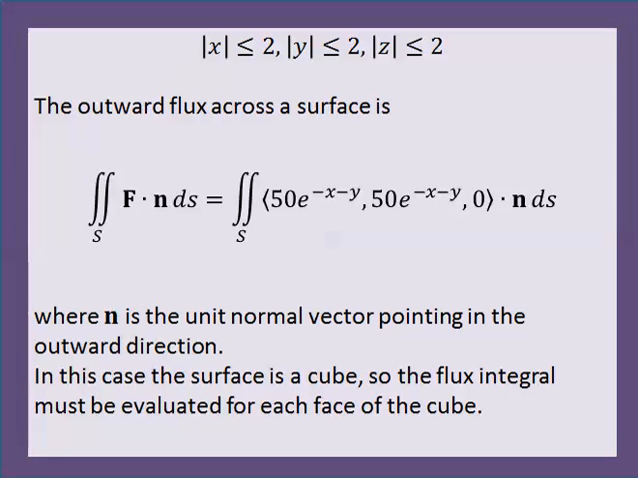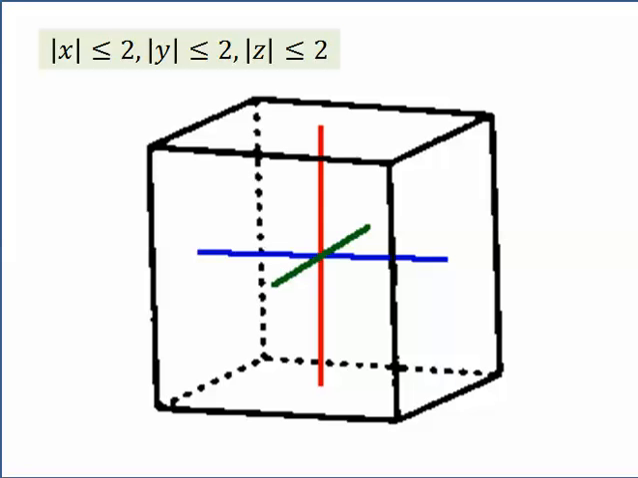So the outward flux across a surface is F dot n, where n is the unit normal vector pointing in the outward direction. In this case, the surface is a cube, so the flux integral must be evaluated for each face of the cube. So we have 6 faces. In each case, we need to find the vector that's normal to the face, and it has to point outward from the center of the cube.